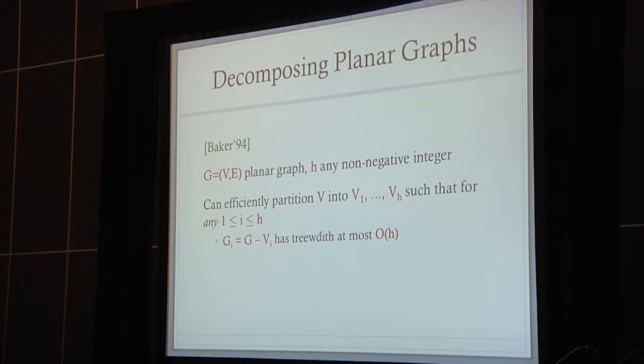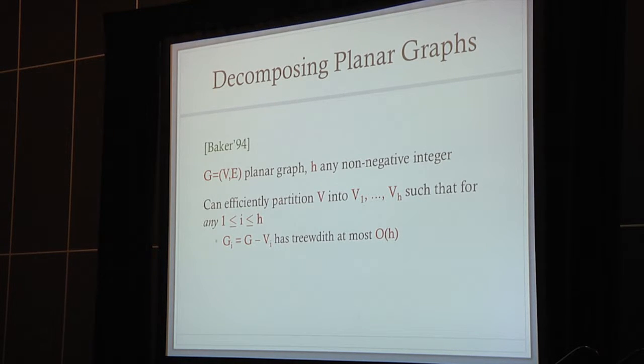See, the planar graphs can have a very large tree width, right? They have square root 10 tree width. But what she's saying is that if you give me a parameter h, say 10, you can partition the vertex set into 10 pieces, such that whatever piece you remove, the resulting graph has very small tree width. And I'll show you the scheme.